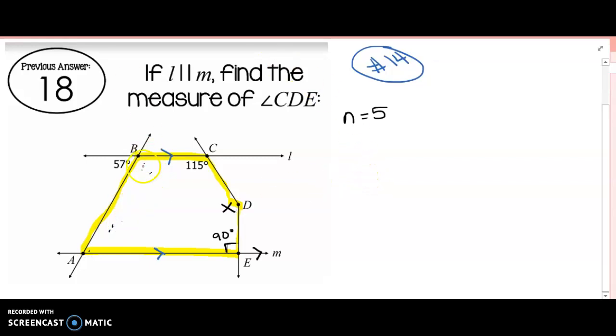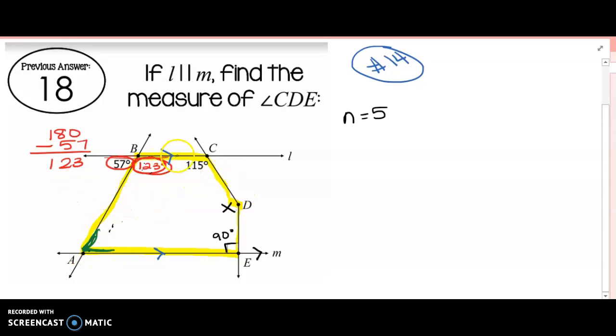Okay, so if I first look at this angle here, I know this angle and this angle are a linear pair. They form this line here, so they have to be supplementary. So they have to add to 180. So 180 minus 57 gives me 123. I know this is 123 degrees. Okay? Now, all I need to find is this, and then I could set up an equation to solve for x, but I have to know this first.